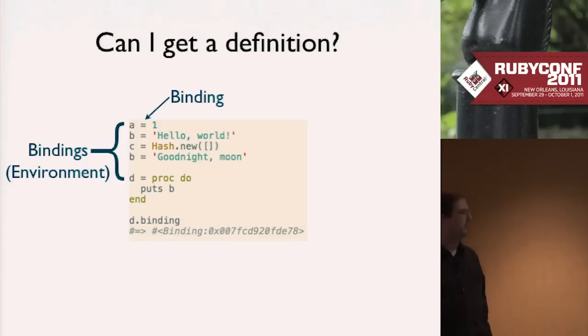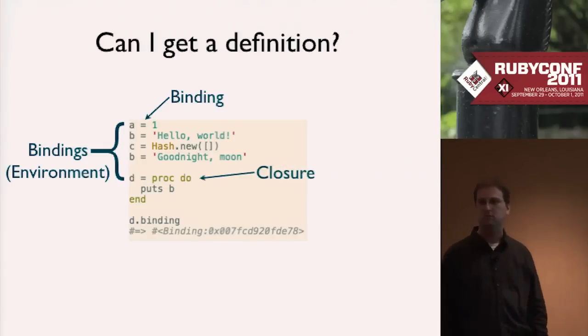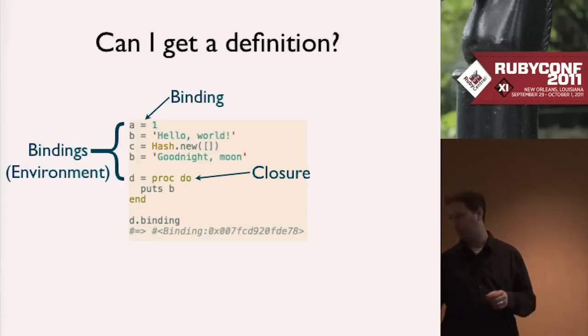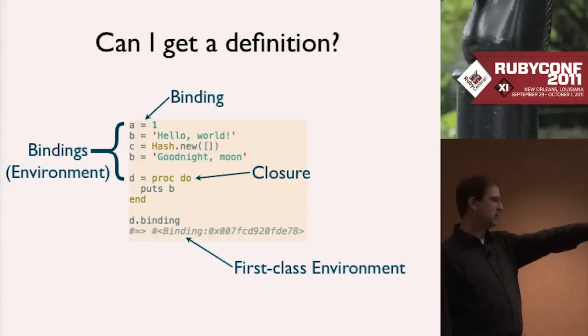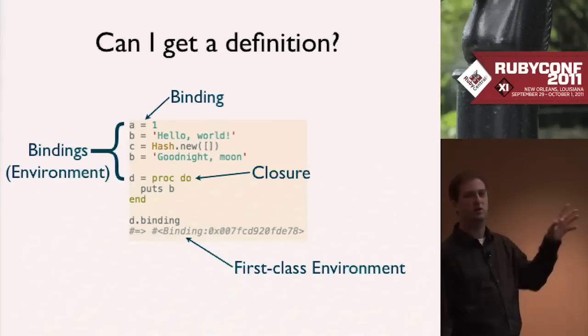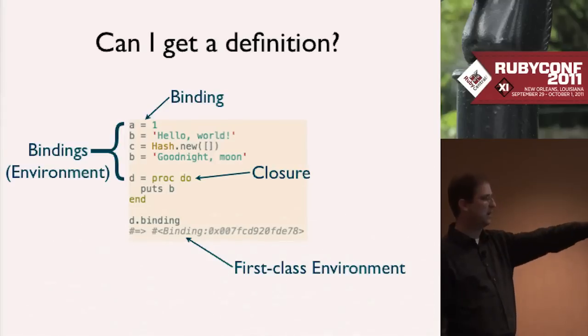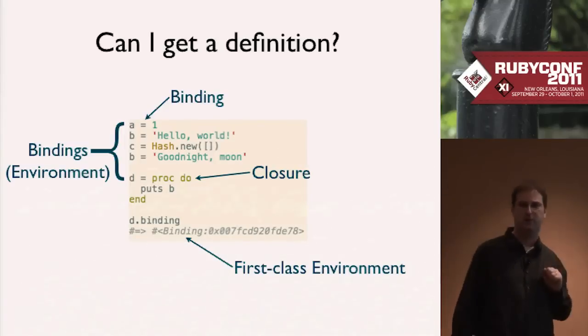Now, you're all probably familiar with the concept of a closure, whether you realize it or not. Anytime you do a do-end block in Ruby, you've created a closure. And in Ruby, we have this method, unfortunately named binding, because it makes things a little confusing, but that binding is actually not returning a binding, it's returning an environment. It's returning all of the bindings, right? And it does so as an object. And this we'll call a first-class environment.